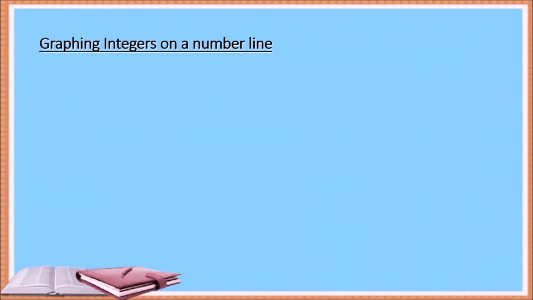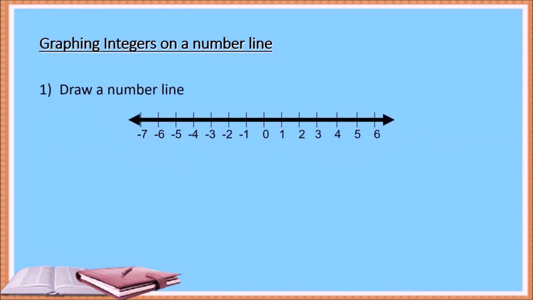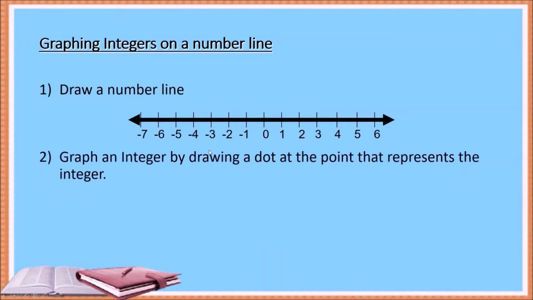In graphing integers on a number line, draw a number line. So ito yung ating number line. Hindi pwedeng mabago na between the positive numbers or integers on the right side of 0 and negative integers left side ng 0, ito ang tinatawag na number line. And through number line, we can graph the integers by drawing a dot at the point that represents the integer. Example, negative 6, negative 2, and 3.